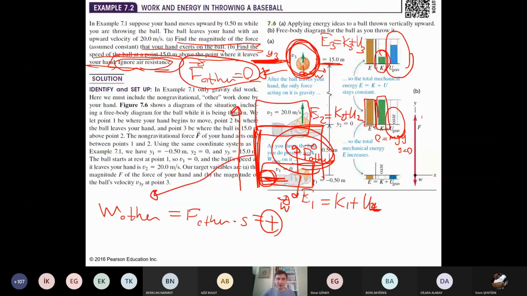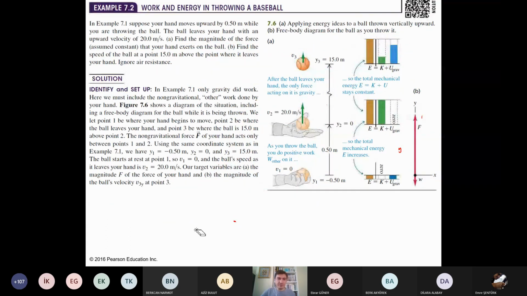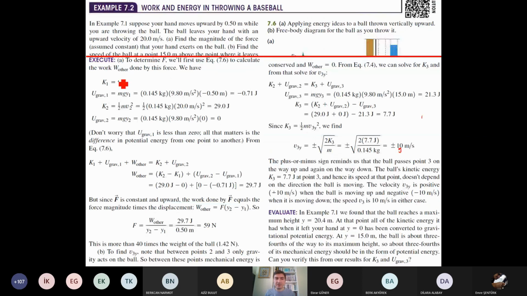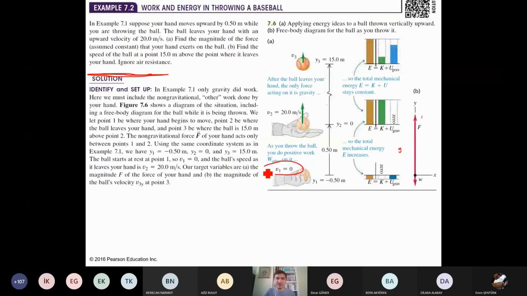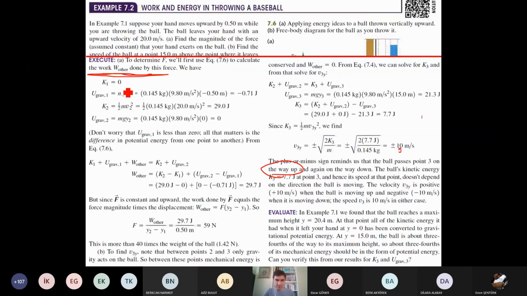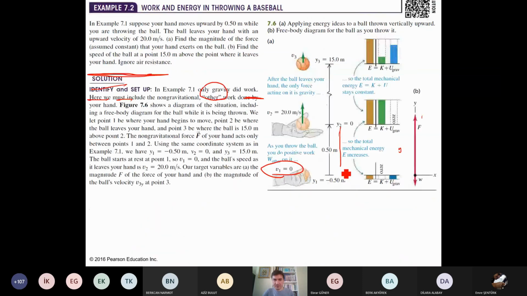Now let me clean this part and continue to the solution. I think now the question is clear. Okay, this is the solution. So let's calculate W other. What was W other? W other is the work done by hand on the baseball. At the beginning, in this condition, kinetic energy is 0 because it is at rest. And gravitational potential energy is given with a minus of this value because height is negative, okay? This was the origin, and here we have negative gravitational potential energy.